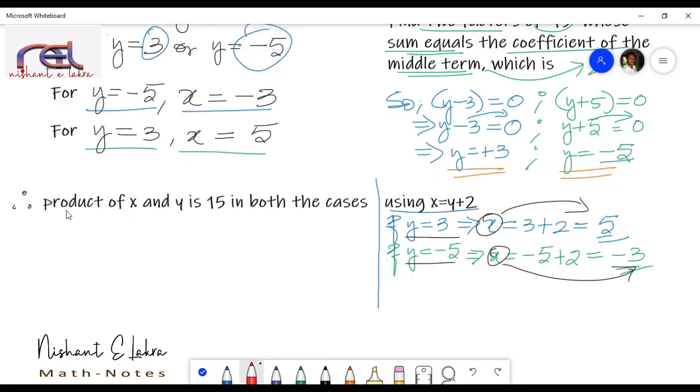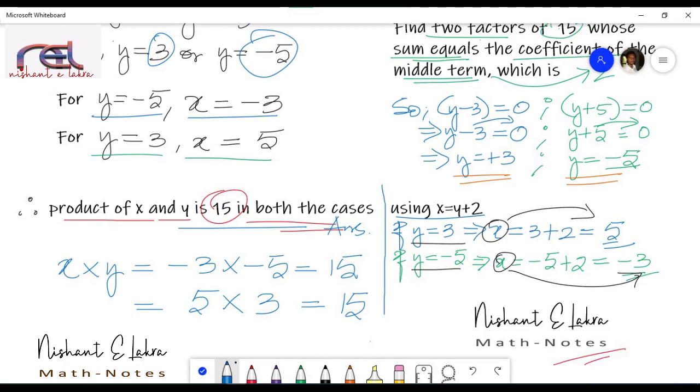What do we have to find? What was given in the question? We have to find the product of x into y. That means we have to multiply x into y. So 15 is the answer. In both the cases it will be 15. I hope you have understood it, and like I always say, keep practicing maths.